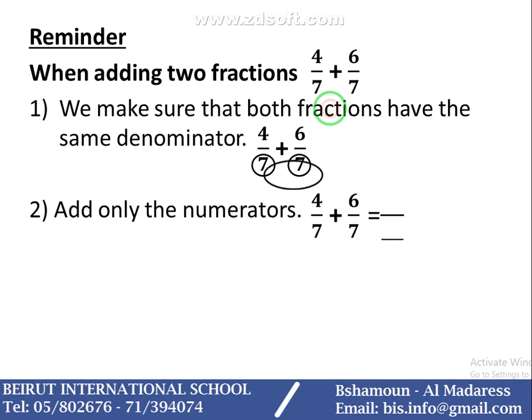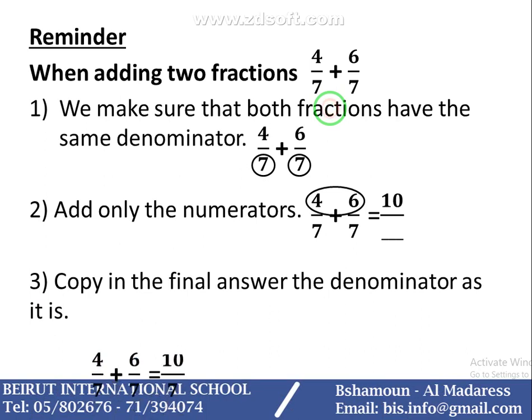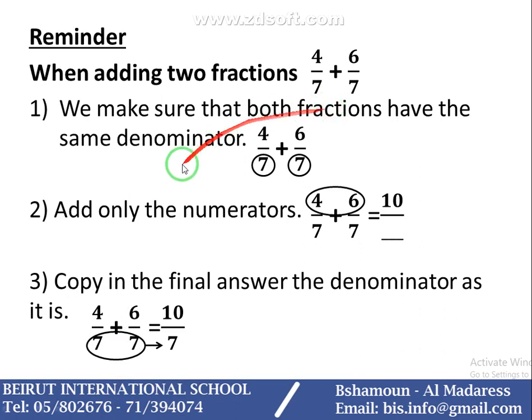And in our case, the numerators are 4 and 6, so in the final fraction, we will get as a numerator the result of 4 plus 6, which is 10. What about the denominator? We are going to copy the denominator, which is 7 in our case, as it is, and we get our final answer, which is 10 out of 7.